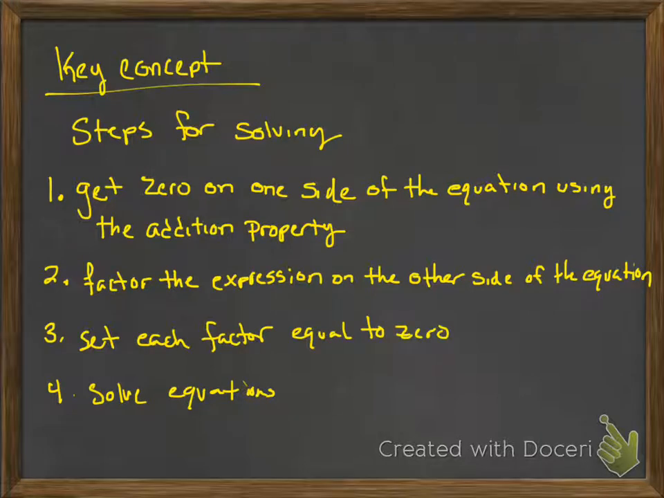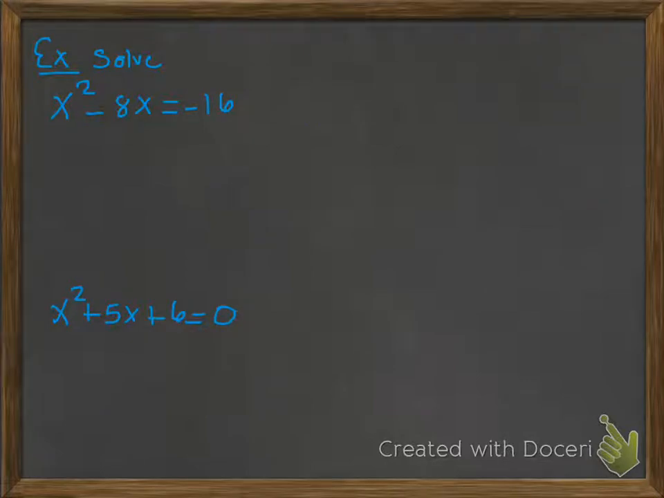First and foremost, we're going to get 0 on one side of the equation. We do that using the addition property. So always get one side of the equation equal to 0. Then we're going to factor the expression, the side that doesn't equal 0. Then set each of those factors equal to 0 and solve our equation. So you'll have two separate equations to solve.